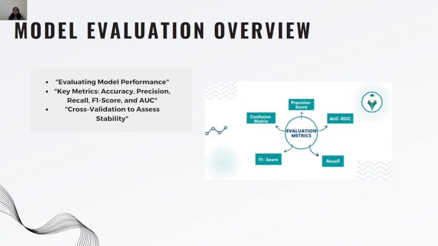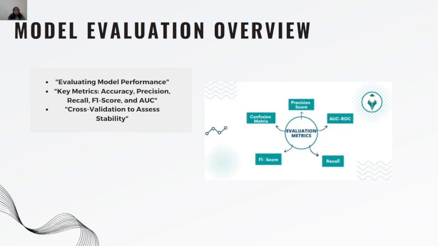Additionally, we use cross-validation to assess the stability of a model's performance across different subsets of the dataset. It helps to ensure that models generalize well to unseen data.